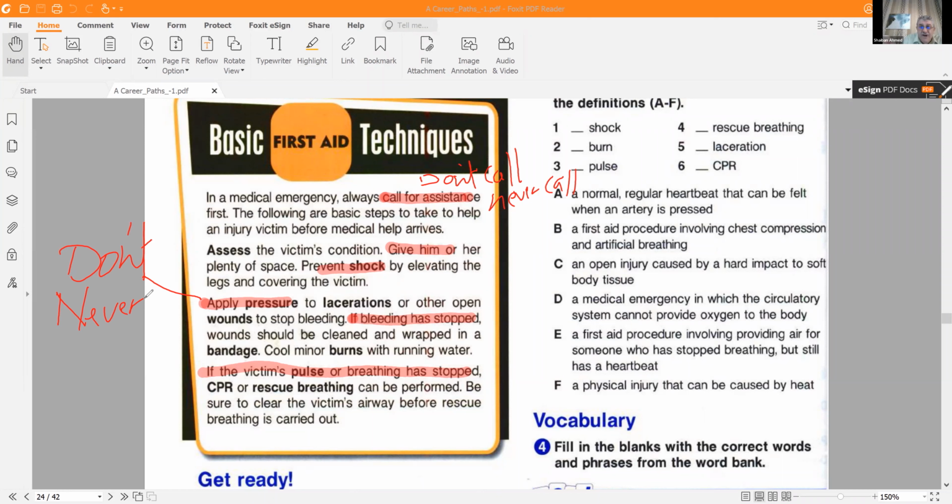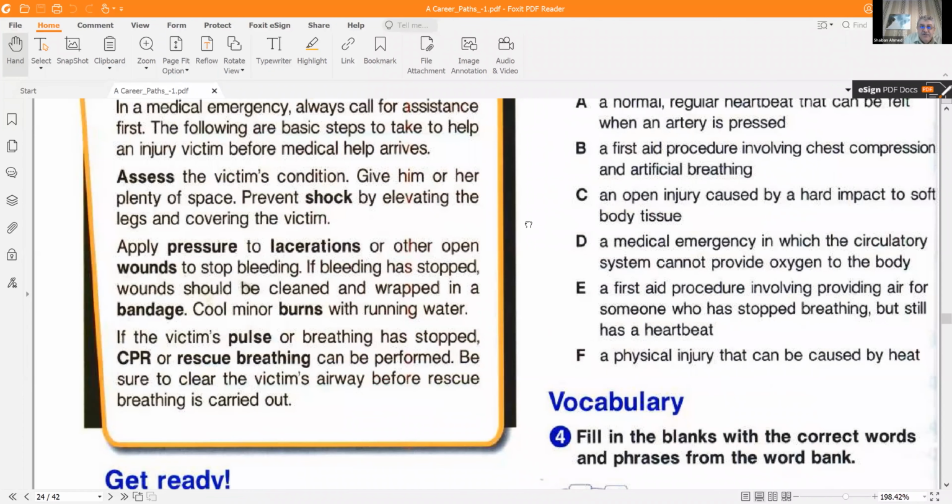Conditional. So if we go again to the if here, we say if bleeding has stopped. This type of if conditional is called type 1. What does it mean, type 1 conditional?